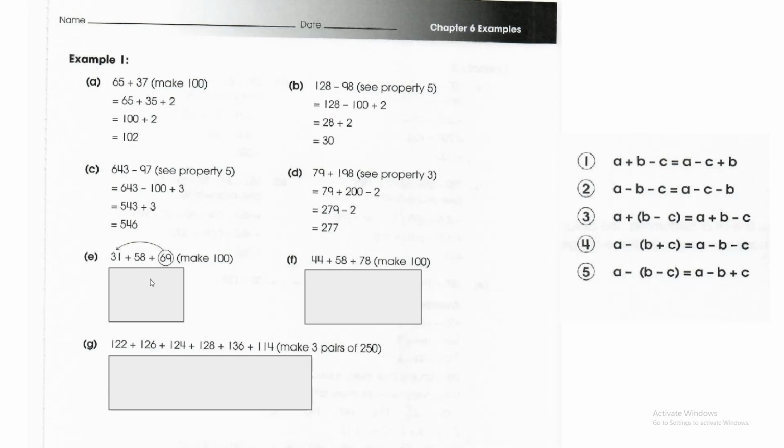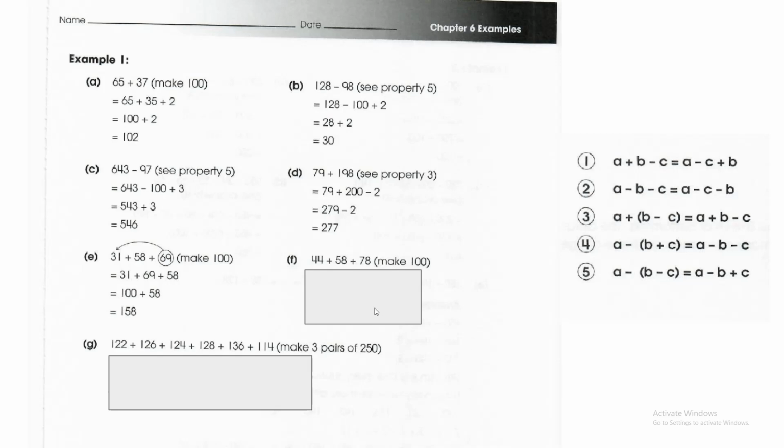On to E. This problem is very similar to A, except it has 3 numbers. Now we're going to do the same thing, and we're going to make 100, and we can do this by adding 31 plus 69. Now this problem is a lot easier because all we have to do is add 58. This will give you 158.